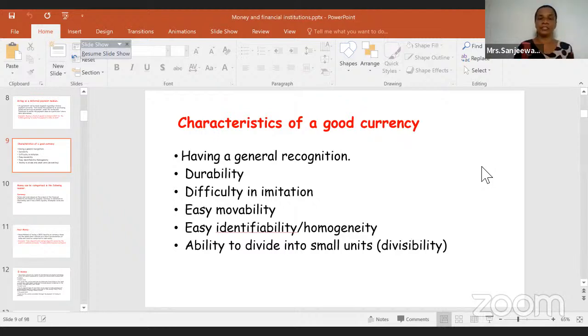So now you know the characteristics and the functions of money in a separate way.